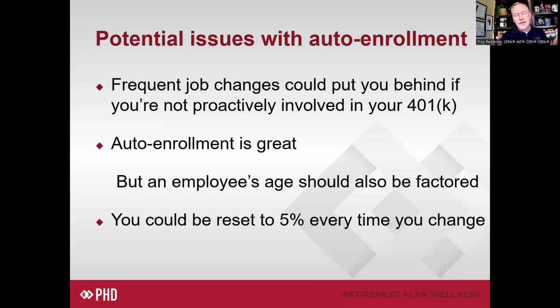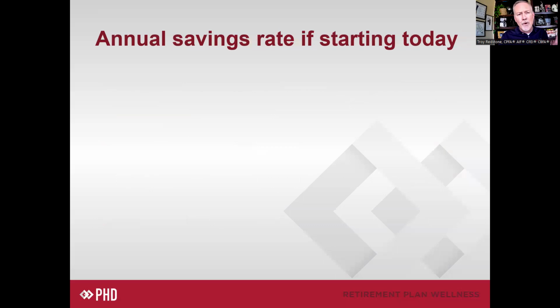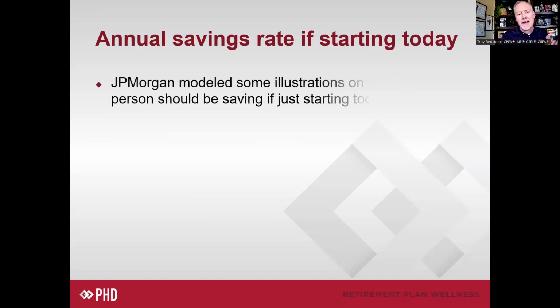Now, you could proactively do more than that, but a lot of people don't do anything. And that's the point. You get reset to 5 and you start increasing to 6, 7, 8, 9, then you get reset again. And God forbid, maybe you go to a company where their auto enrollment's at only a 3. So you've got to make sure that you're actively involved in the process. So what should your savings rate be if you're starting today? JPMorgan modeled this for us in some illustrations, and I'm going to show you something.